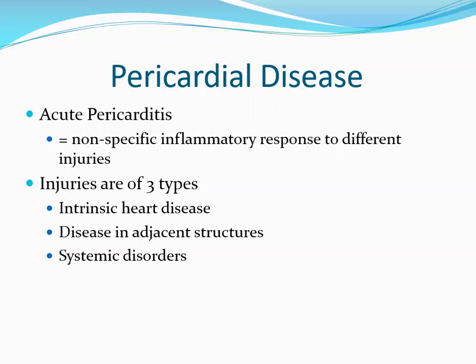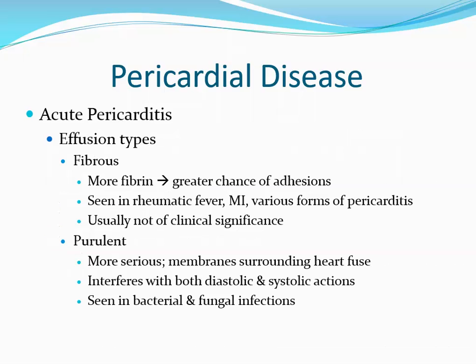Acute pericarditis is a nonspecific inflammatory response to a number of different injuries. These injuries could be of one of 3 different types. It could be intrinsic heart disease, this is the heart itself. It could be disease in adjacent structures, or it could be due to a systemic disorder, some other infection, sometimes even lupus. Different types of effusions can be present with acute pericarditis.